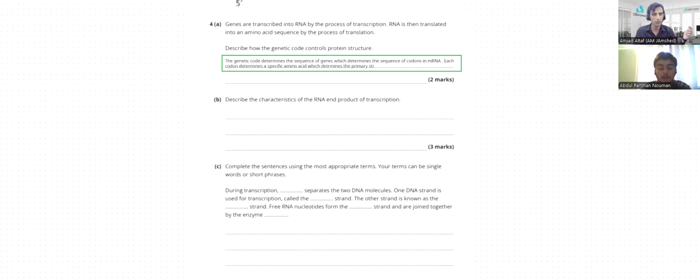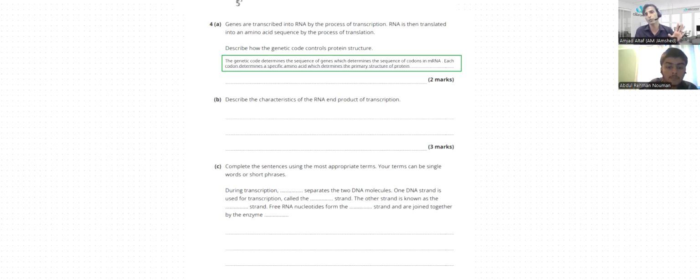Yeah, I have written almost the answer. The genetic code determines the sequence of genes, which determines the sequence of codons in messenger RNA. Each codon determines the specific... Yeah, that's fine. Wonderful. That's a perfect answer. So now you can go for the next point.